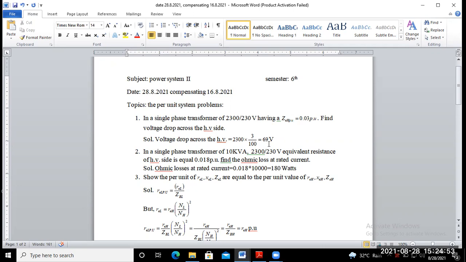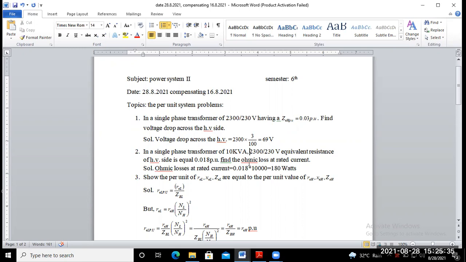Similarly, in the second problem, we find the ohmic loss at the rated voltage. Given a single phase transformer of 10 kVA, with voltage rating 2300 volt divided by 230 volt, the equivalent resistance of the high voltage side is equal to 0.018 per unit. Find the ohmic loss at the rated current.